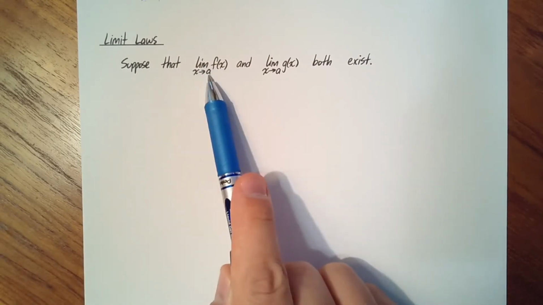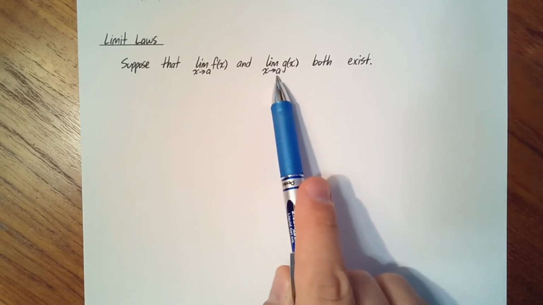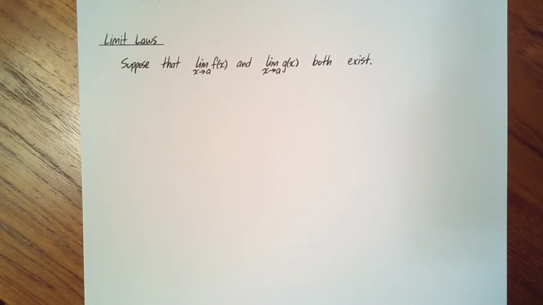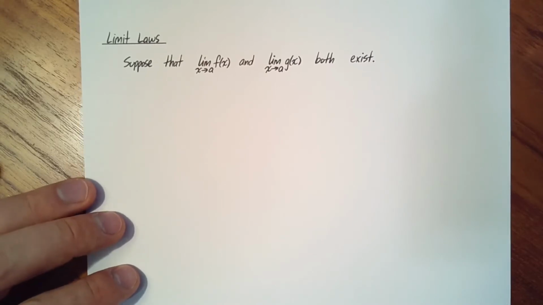We get the limit as x approaches a of f of x, and the limit as x approaches a of g of x. So we're going to assume that both of these limits are already known in advance to exist. And if we work forward on those assumptions, we'll be able to state some pretty useful laws.